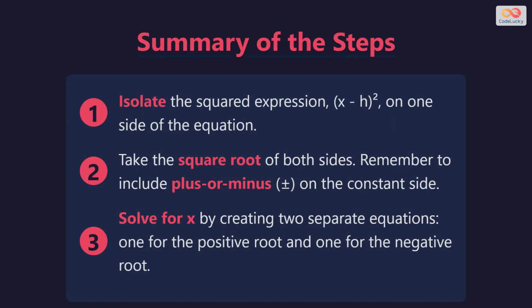Let's quickly recap the process. 1. Isolate the squared expression. 2. Take the square root of both sides, making sure to use plus or minus for the constant. 3. Solve for x by setting up and solving the 2 resulting equations. Follow these steps, and you'll be able to solve these problems consistently.